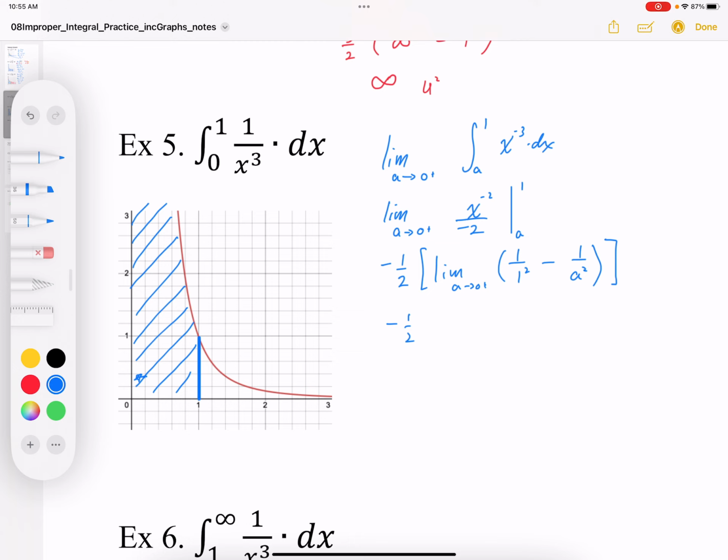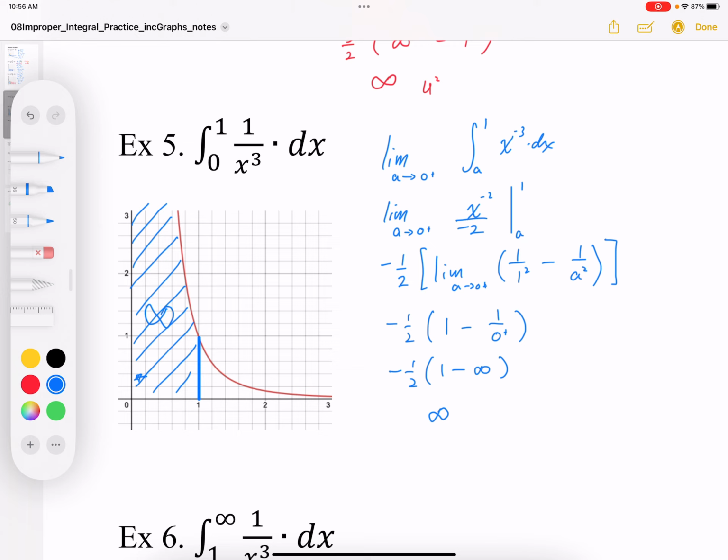So there's negative 1/2. When I evaluate this limit, I'm going to end up with 1 minus 1 over a squared. Since it's squared, it's going to be positive anyway, but we're approaching 0 from the positive side, so that's going to be positive infinity. So I get negative 1/2 times 1 minus infinity, that's negative infinity. Well, negative half of negative infinity, we just do the signs. It's going to be positive, so we're going to end up with positive infinity. So this unbounded area is infinite.